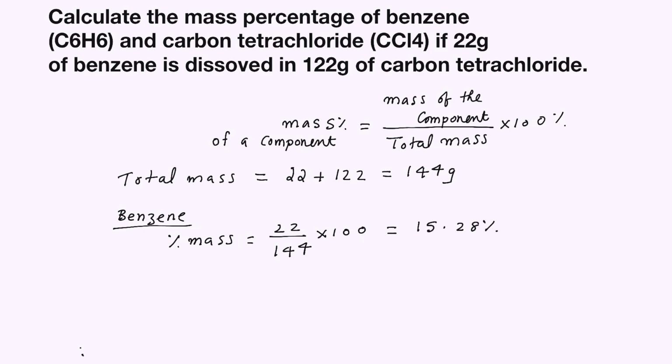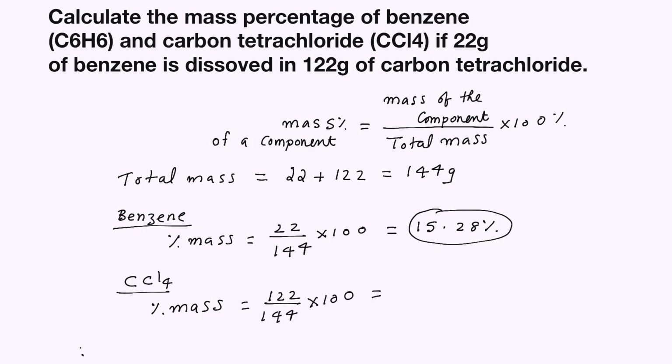15.28 percentage. Now regarding carbon tetrachloride, same mass percentage. There are two methods. Either you can subtract 15.28 from 100, or you can directly calculate. Direct calculation is like this: 122 by 144 into 100, and you will be getting 84.72 percentage. Same value you will be getting by subtracting this value from 100, as total percentage is 100, right? Okay, so these are the answers.